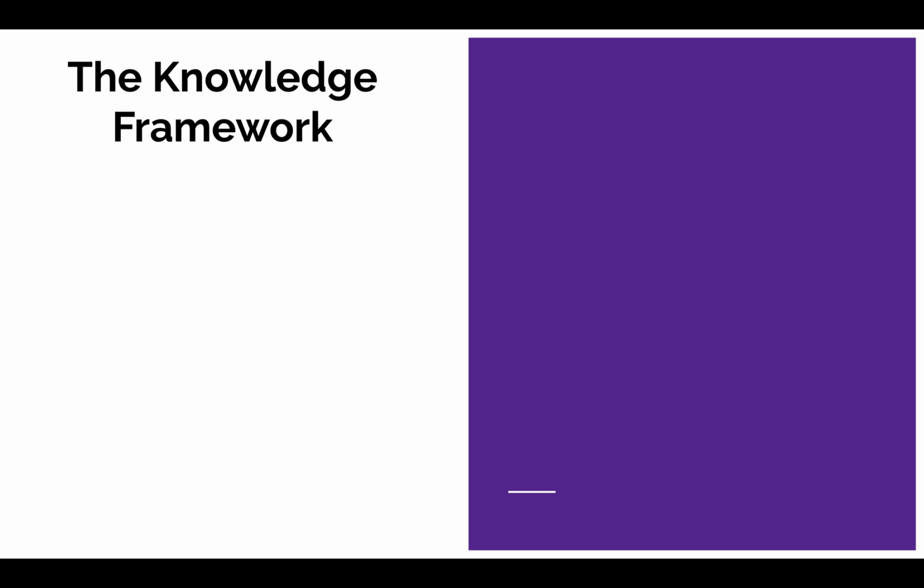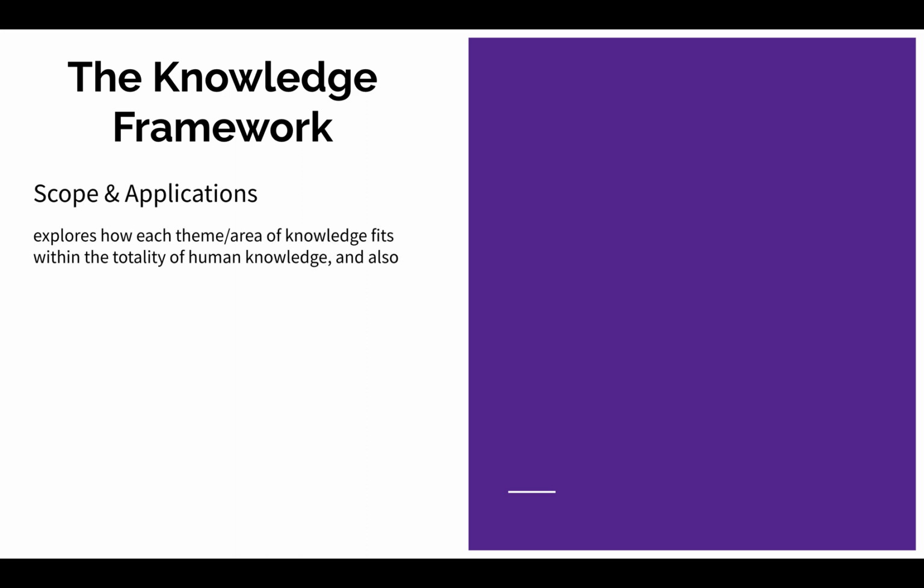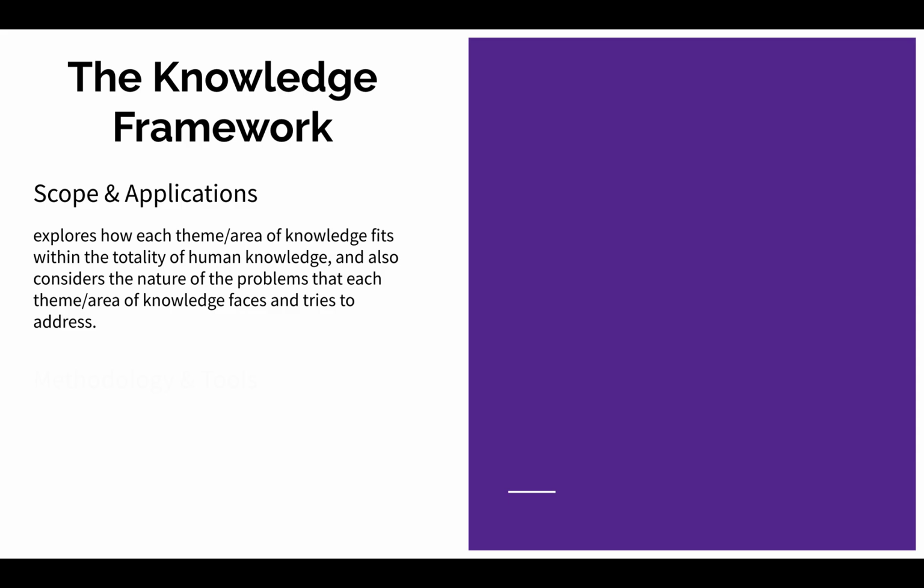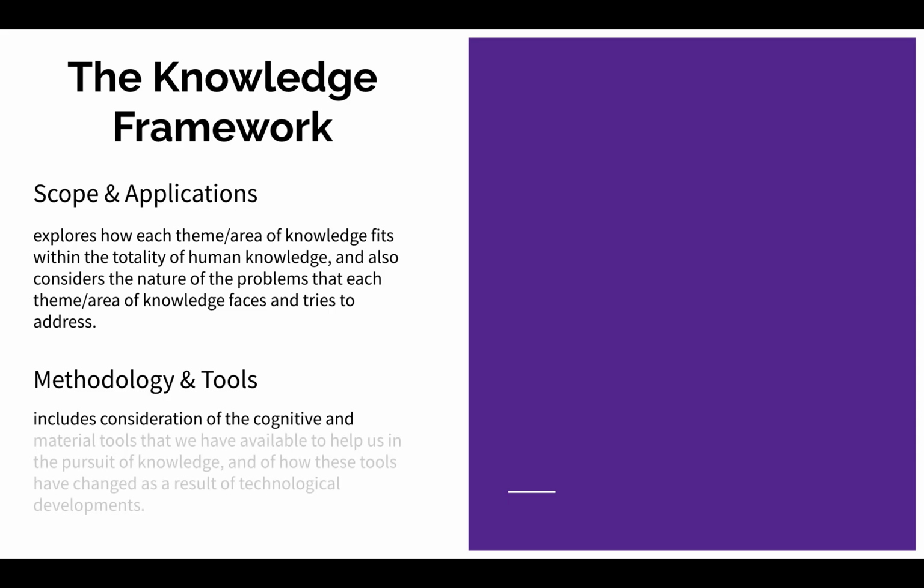In order to do this, both the themes and the areas of knowledge, we will be using the knowledge framework. There is scope and applications, which explores how each theme or area of knowledge fits within the totality of human knowledge, and also considers the natures of the problems that each theme or area of knowledge faces and tries to address. There is methodology and tools, which includes the consideration of the cognitive and material tools that we have available to help us in the pursuit of knowledge, and of how these tools have changed as a result of technological developments.